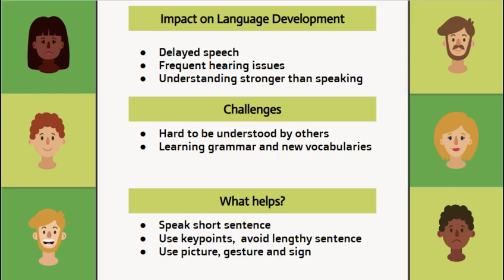The impact on language development. For children with Down syndrome, language can develop more slowly. They may have frequent hearing issues, and they typically understand more than they can express. They might be harder to understand and may need more time to learn grammar and new words. What helps is using short sentences, focusing on key points, and supporting communication with gestures, pictures, and signs.